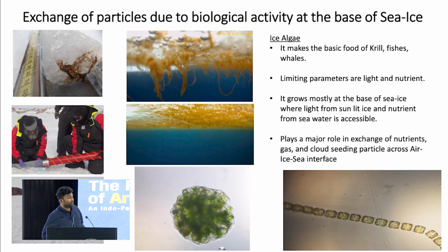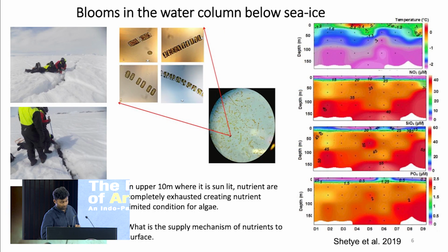But even though the background physics is weak, the biology is not. This is in December. You can see at the base of the sea ice, this is the sea ice core in the leftmost panels, there is a strong algal presence. There are thick mats of algae present under the ice. And if you take one strand of those algae, you can see it's basically chain-forming or colony-forming diatoms. These are the basic food web for krill, whales, fishes and so on. So this is very important.